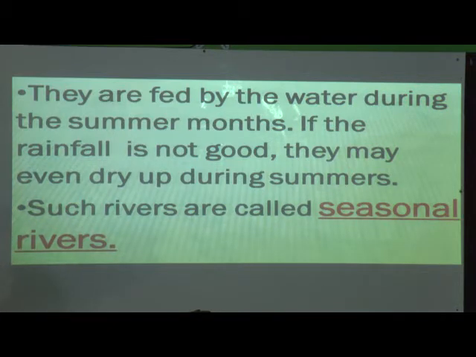Such rivers are called seasonal rivers, whereas perennial rivers have water throughout the year. Seasonal rivers change with the season: when the summer season comes, the water dries up, and when the rainy season comes, they are full of water. Seasonal changes like this are why they are called seasonal rivers.